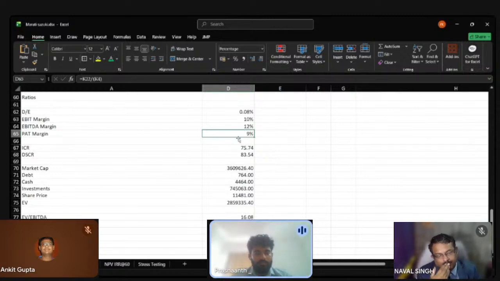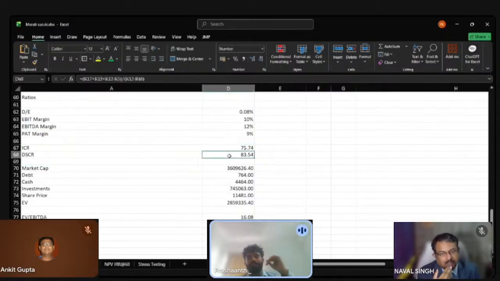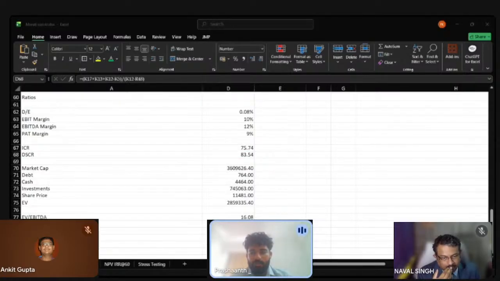Another very interesting observation is that their interest coverage ratio is 75x, and their debt service coverage ratio is around 83x. We have good enough reasons to assume that their lack of loans is inflating their debt service coverage ratio to an extent that it appears extremely inflated, but going by what the math says, it is 83x. And to calculate the EV to EBITDA ratio, I have to take their market cap, their debt, cash, investments, their share price.